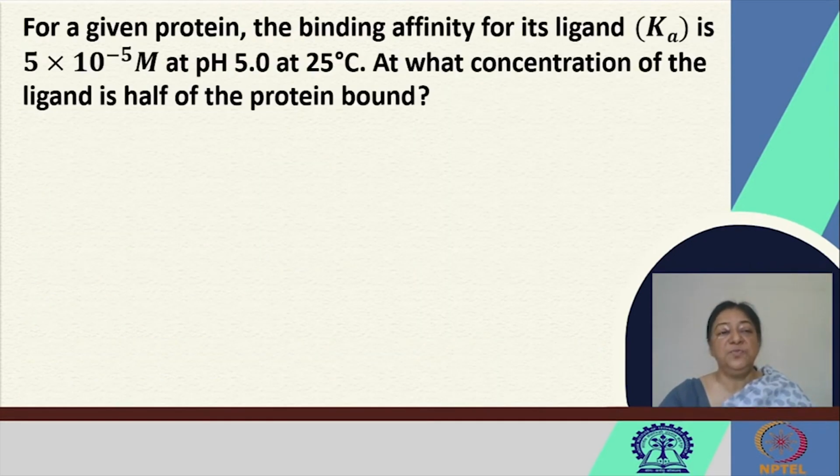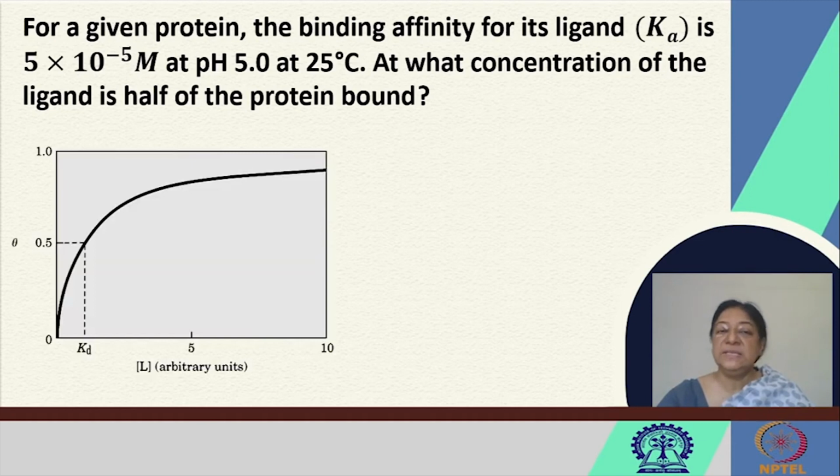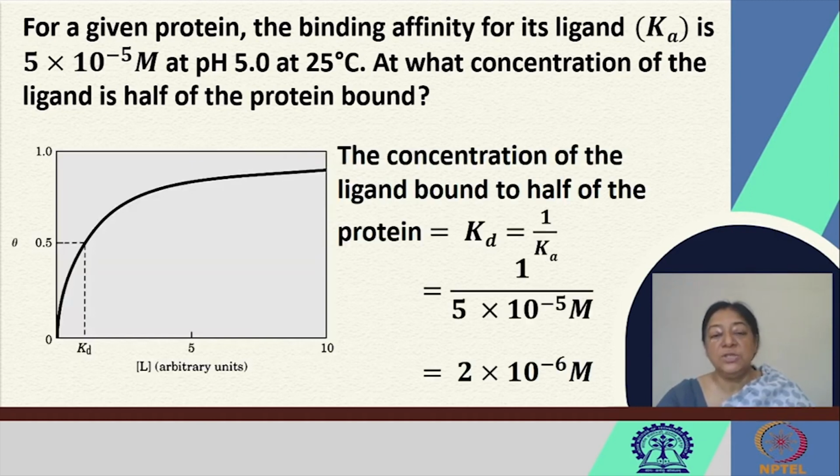Along these lines, let us consider an experiment where, for a given protein, the binding affinity for its ligand is given as 5 into 10 to the minus 5 molar at pH 5 at 25 degrees centigrade. If we want to know the concentration of the ligand that is half of the protein bound, which indicates that this is the dissociation constant. So the concentration of the ligand bound to half of the protein, that is equal to Kd, is equal to 1 by Ka, that gives us 2 into 10 to the minus 6 molar, that is 2 micromolar.